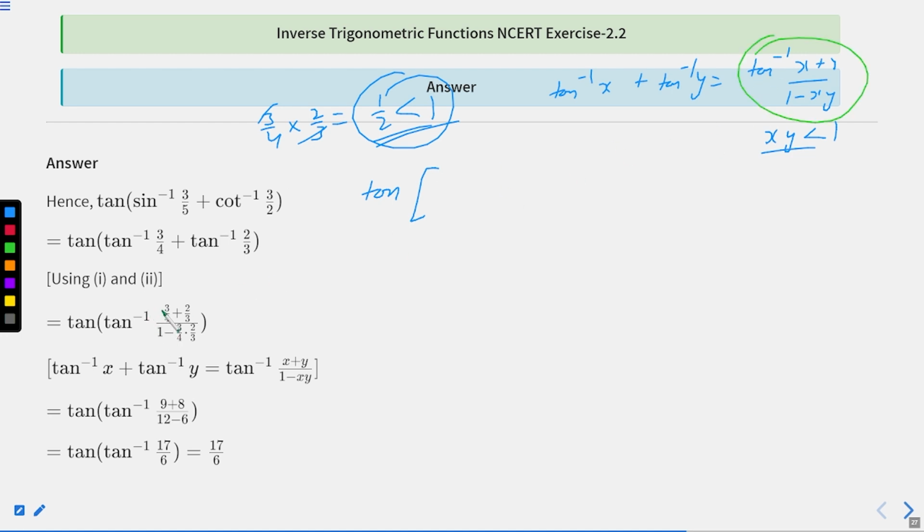Now putting this formula, what I will get is 3 by 4 plus 2 by 3, over 1 minus 3 by 4 times 2 by 3. So the final output will be what? If you do some calculation, you will get 9 plus 8 over 12 minus 6. So your final answer would be 17 by 6.